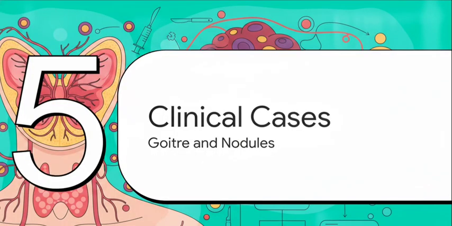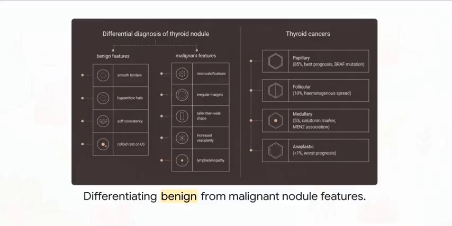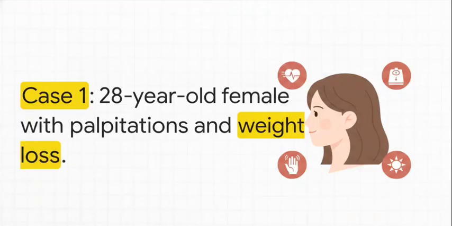Now for our final segment, Section 5, Goiter, Nodules, and Clinical Cases. Beyond just functional issues, structural enlargements are incredibly common. Actually, solitary nodules are found in about 50% of people on routine ultrasounds. The pivotal clinical question we have to ask is always, is it benign or malignant? We answer this by looking for suspicious ultrasound features, things like irregular margins or microcalcifications. And then we utilize the Bethesda system to classify the cells extracted via a fine needle aspiration. Let's see how this all looks in practice.